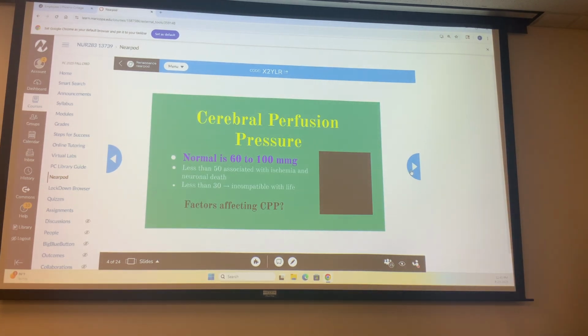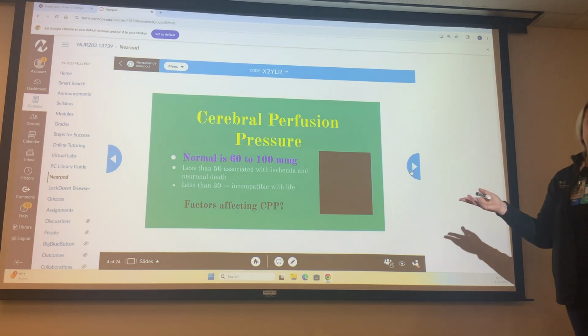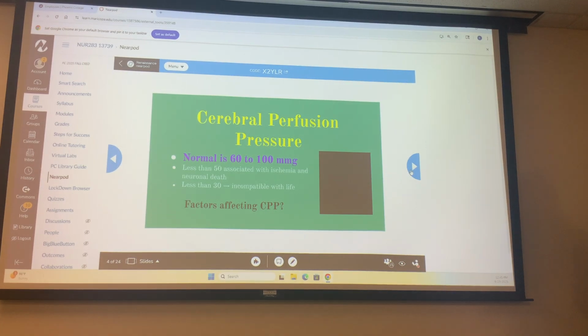Okay? So we need cerebral perfusion to have brain function, right? And then less than 30 is certainly incompatible with life. So if you have someone that's less than 30, they're probably brain dead. They're areflexic. They have 0 reflexes. Okay? So what do you think are some factors that affect CPP? What do you think are some factors that affect it?